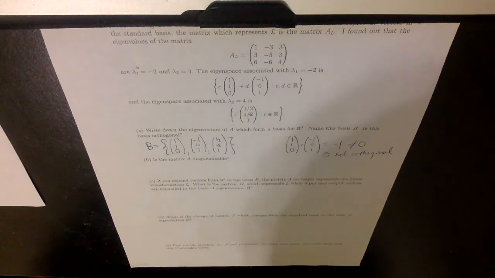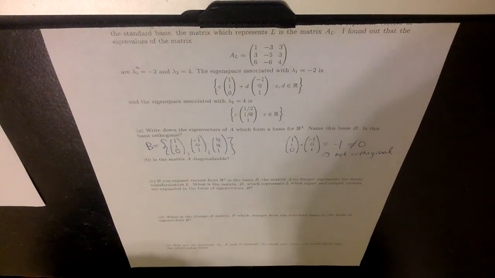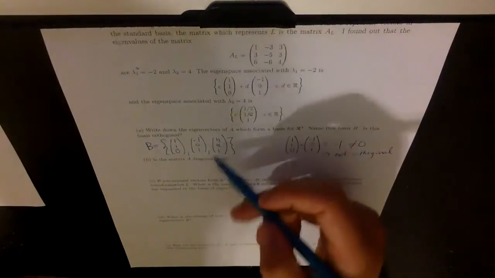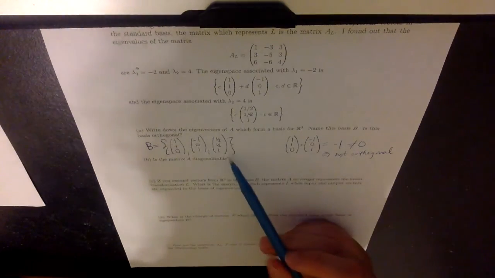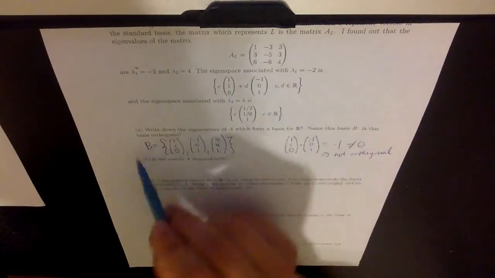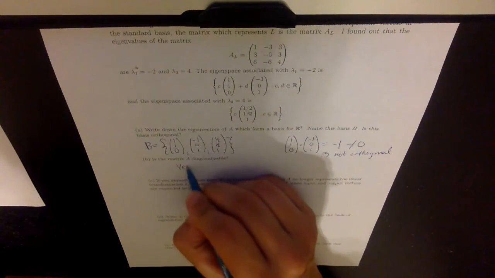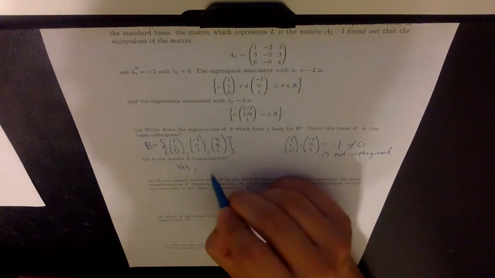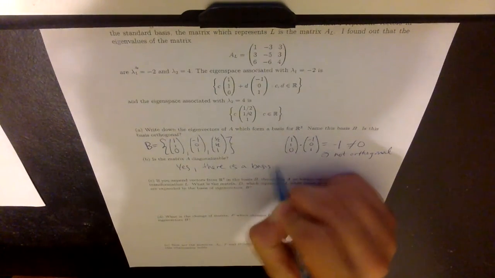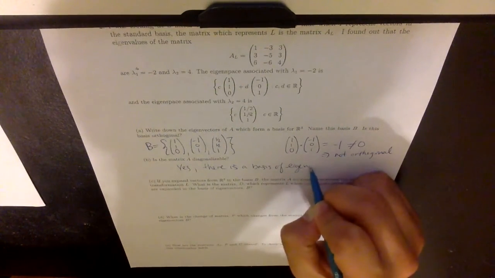Okay, the second question asks, is the matrix A diagonalizable? So we know a matrix is diagonalizable if there is a basis of eigenvectors. So in part A, I told you the answer to this one. I said write down the eigenvectors of A which form a basis. So there is a basis of eigenvectors, so yes, the matrix is diagonalizable because there is a basis of eigenvectors.